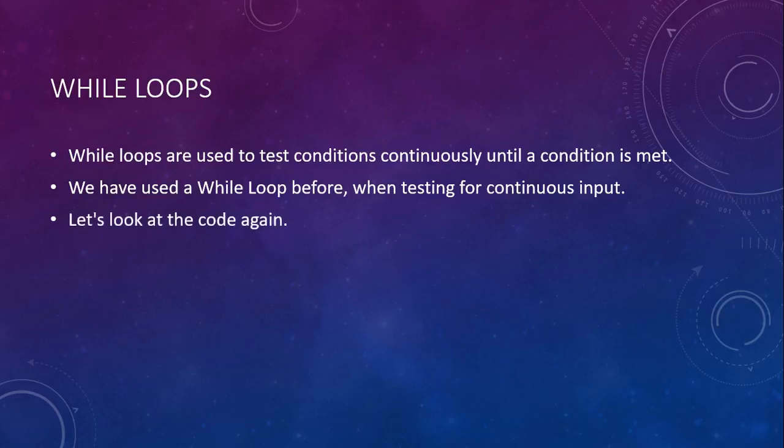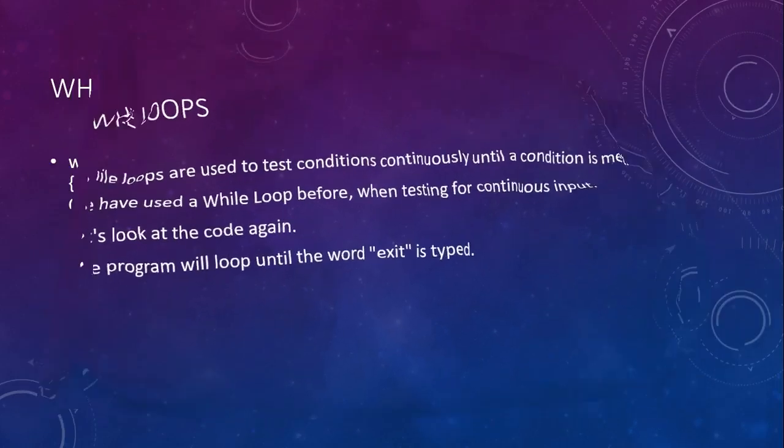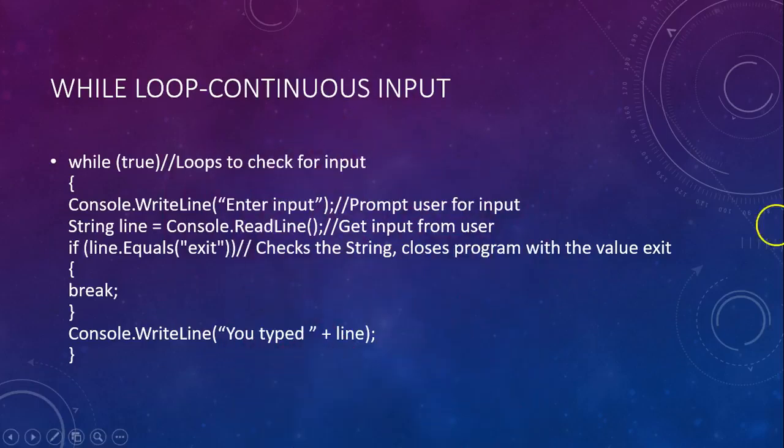So let's take a look at that while loop code again, just to refresh our mind. Now, in our example here, the program will loop until the word exit is typed. So here's our continuous input here. And so we have while true. So this is saying as long as this is true, do the following things. Console.WriteLine, enter input. String line equals Console.ReadLine. If line equals exit, break. You typed the line.